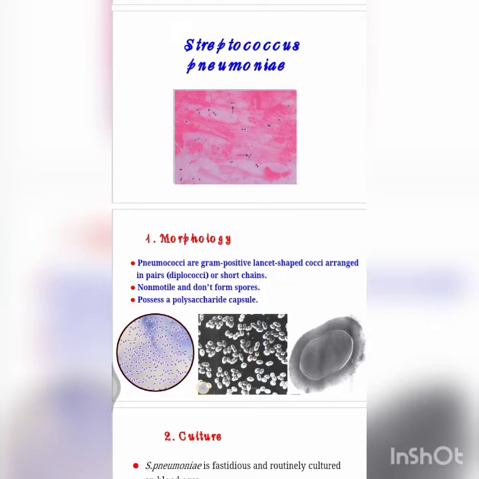So the name itself says Streptococcus. Strepto means chain form of arrangement, coccus means the spherical structures. They are non-motile and do not form any spores. So they are non-motile, non-sporing, and possess a polysaccharide capsule. That is why they are gram positive. They have a thick peptidoglycan layer, which takes the stain of a purple color.